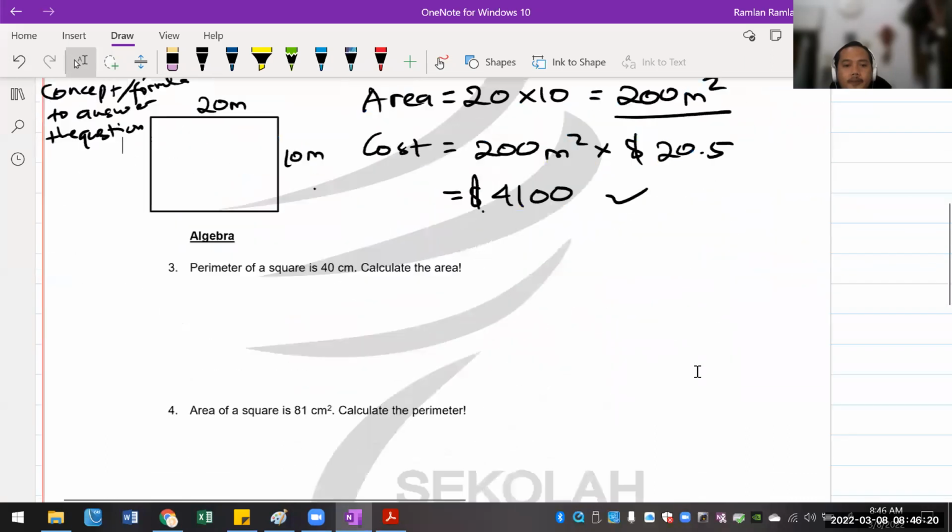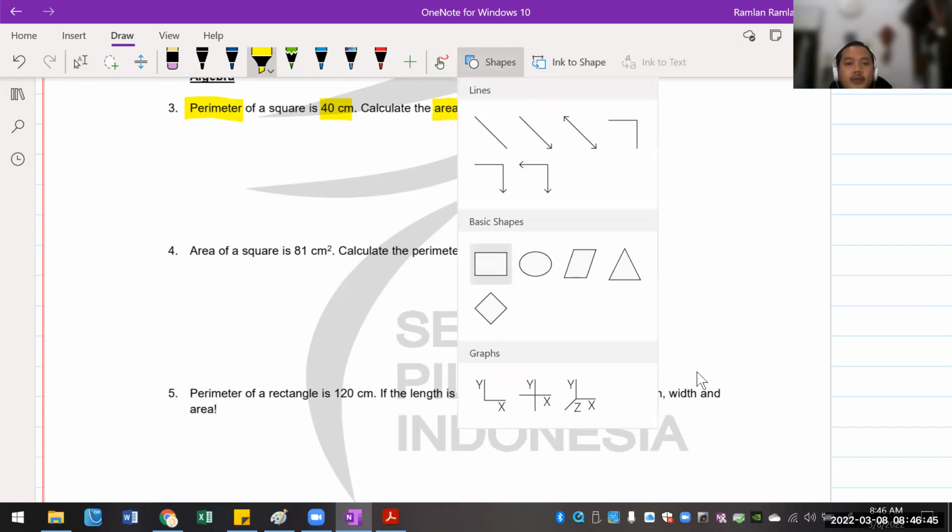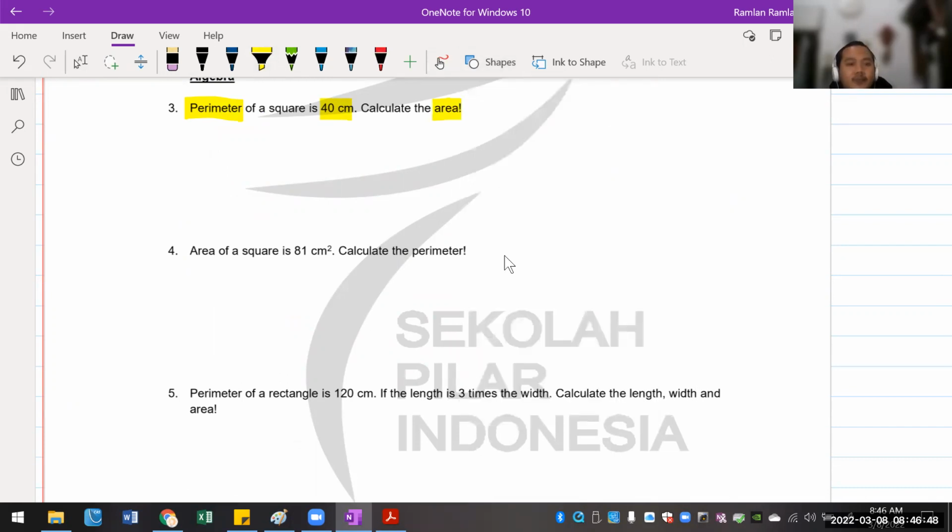Thank you very much. Okay, number 3. The perimeter of a square is 40 centimeters. Calculate the area. I'm going to draw because, again, read the question carefully and highlight what is going on here. We have this 40 as the perimeter, and the question is, what is the area? After you read the question, you identify that 40 is the perimeter, and you're asking about the area. Then draw the shape, a square.